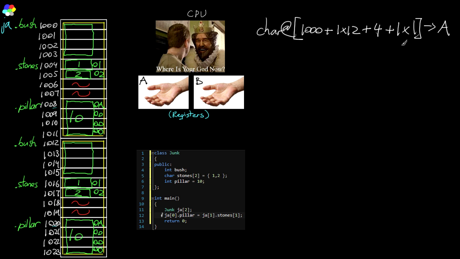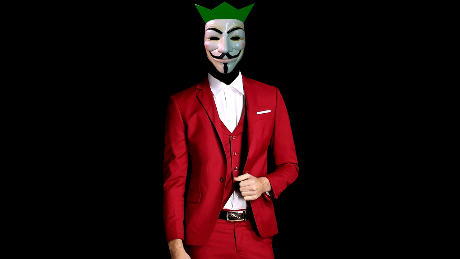And again, it looks like a lot, but this is all calculable at compile time. So the compiler will just crunch all these numbers, and it will replace it just with the address 1017. So it's just going to be load char at 1017 into register A. And the rest is just the same story as we saw before. And that's going to do it for today's lesson.